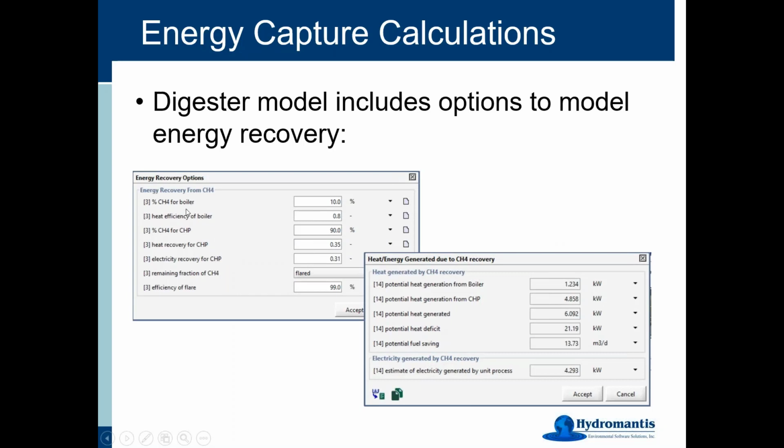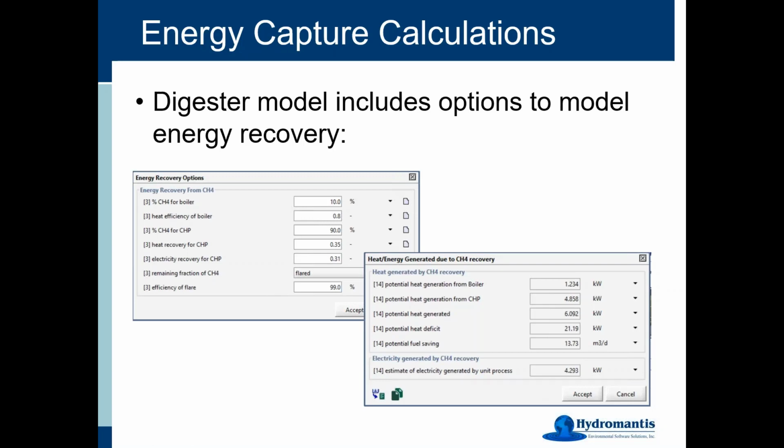So we can have a boiler. We can put some of the gas flow towards that boiler in order to heat up the water, or otherwise maintain the heat of that digester, supplement the heat of that digester. We can put some of that methane flow over to a combined heat and power unit to try and recover the energy directly. And there's some settings for the efficiency of doing those sorts of things as well.